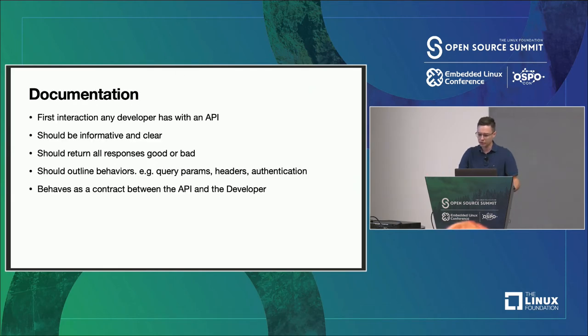So I would argue that the most important thing of any API is the documentation. That is a source of truth. That is your binding contract between you and the developer. It should be informative and clear. It should be concise. It should offer everything the developer will need to do to integrate with your application. It should return everything, regardless if the responses are good or bad. And it should outline the behaviors of query parameters, authentication, headers. Anything and everything should be defined in the documentation that way, there are no surprises with implementation.